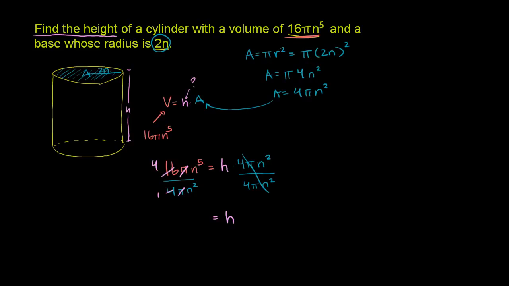And then you have n to the fifth over n squared. So when you have an exponent in the denominator, you can subtract it from the exponent in the numerator. So this is going to be 4, or 4 over 1, I'll just write it as 4. The pi's disappeared, times n to the 5 minus 2 power, which is 3. N to the third power. And we're done. The height of the cylinder is 4n to the third power.